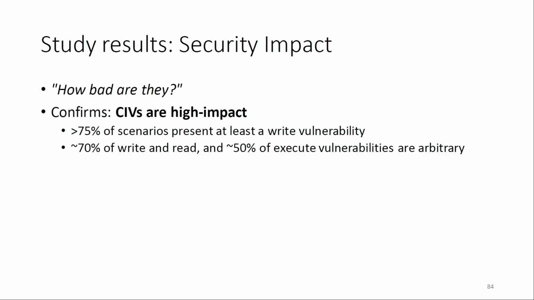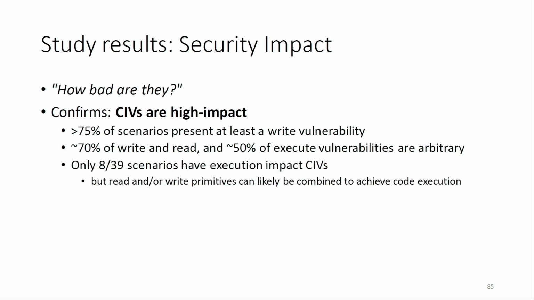Worse than that, about 70% of write and read vulnerabilities and 50% of execute vulnerabilities are arbitrary, which means that when attackers control a write or read primitive, they are likely to be able to read and write anywhere. And while only a smaller portion of the scenarios have execution impact, it's likely that read and write primitives will be combinable to achieve it.